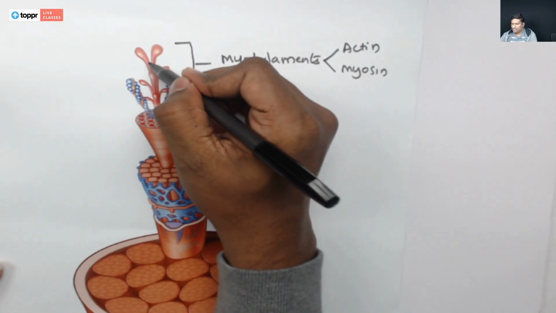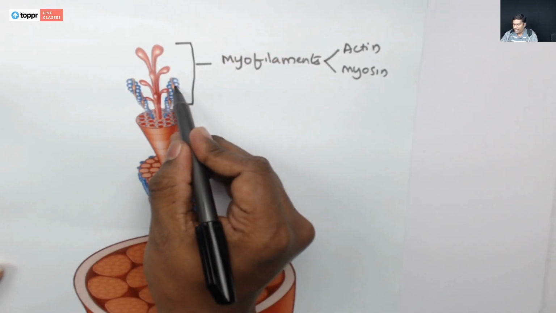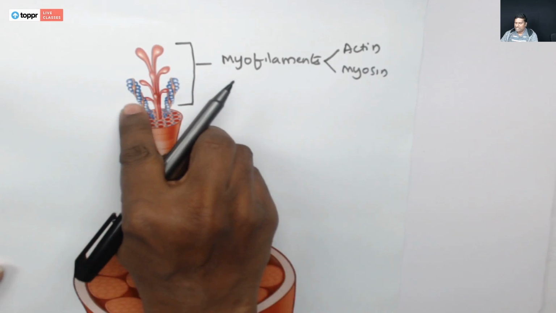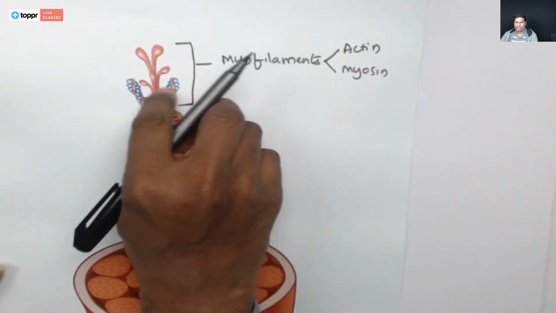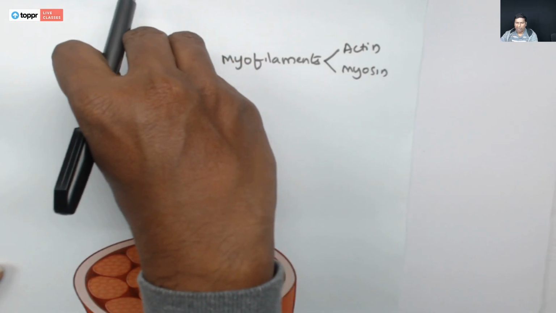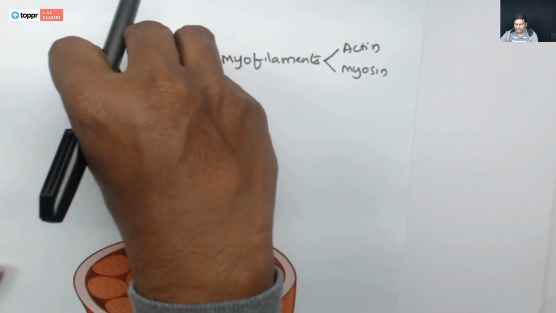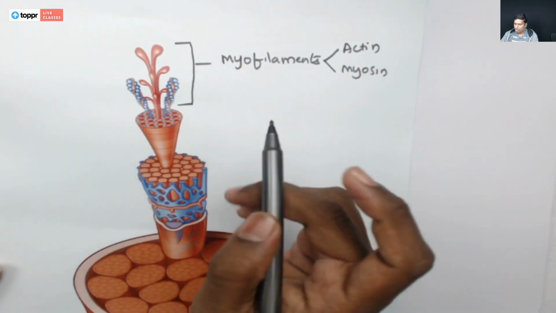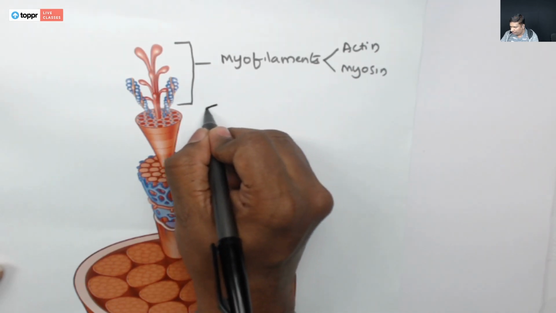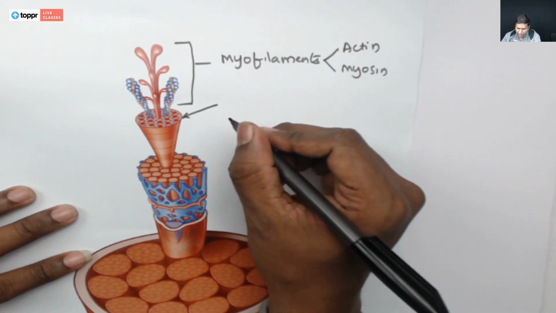So what you see here, this is your myosin, and the blue thing is actin. You will see hundreds to thousands of these myofilaments. These are the smallest units. Hundreds of such units come together to form the next component, which is your myofibril.